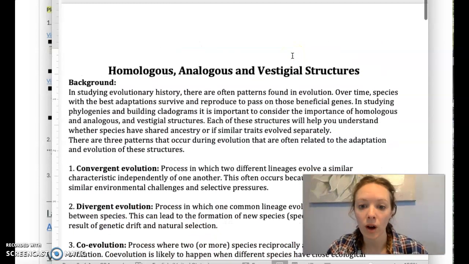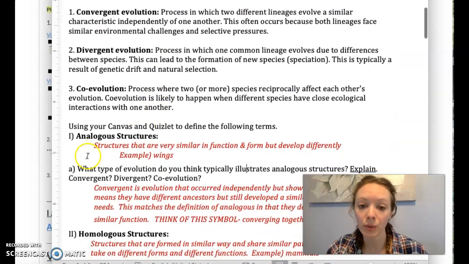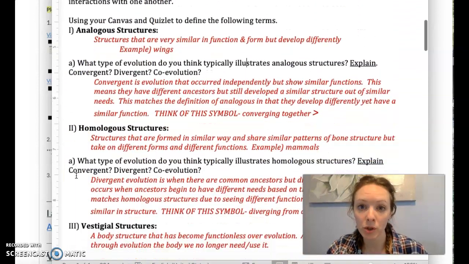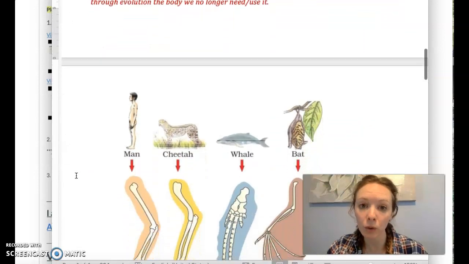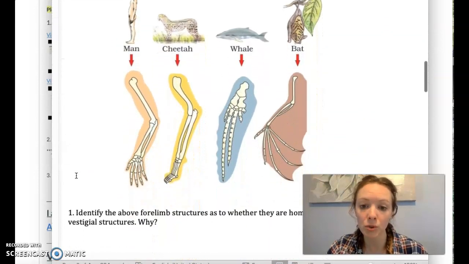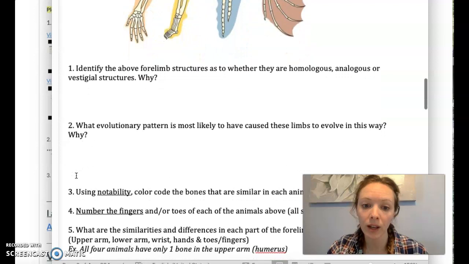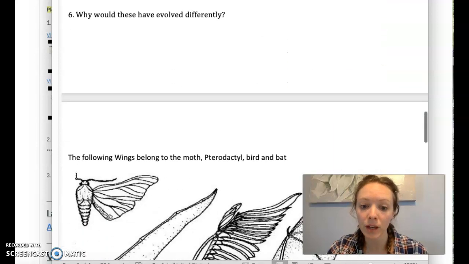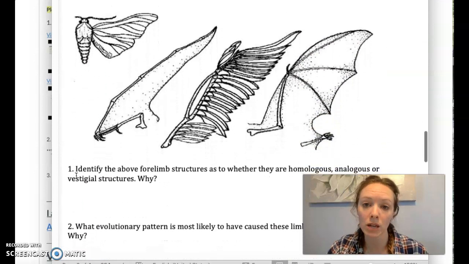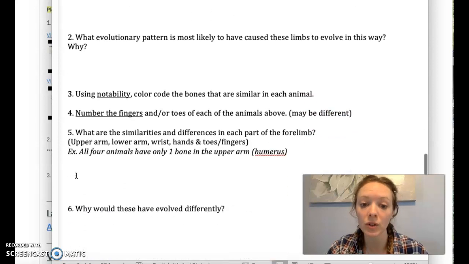Now I've already filled in page 1 for you, but I do highly recommend you look over that. My goal for you is to finish this page, page 2. So you're going to color that in, answer these questions. You're also going to finish page 3. So again, you're going to color that in, answer these questions.